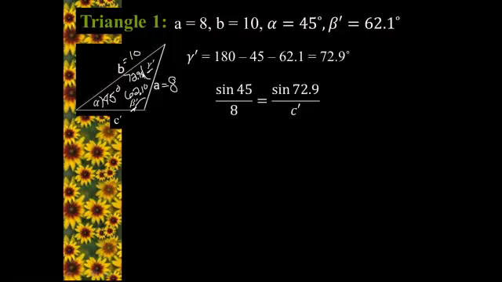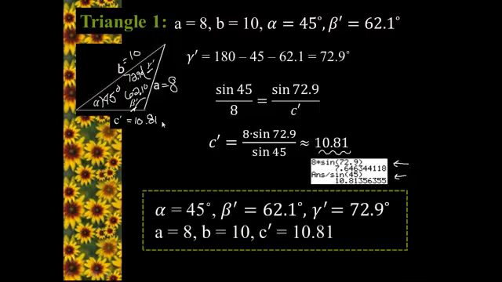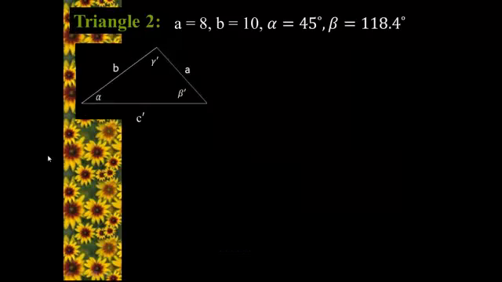Now the only thing we have left that we haven't figured out is side C. To do that, we're going to use the law of sines, exactly what we've done before. We've cross multiplied. Here's what the calculator shows, and we get side C to be approximately 10.81. So this is the answer for our first triangle. This is our second triangle.